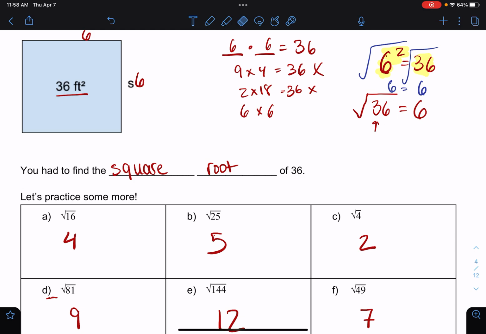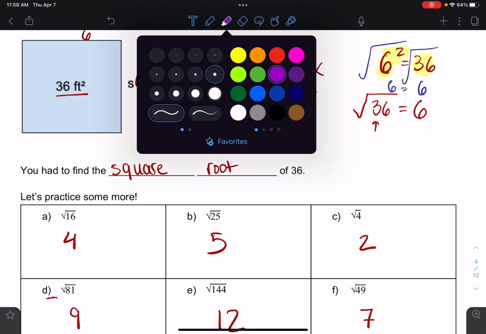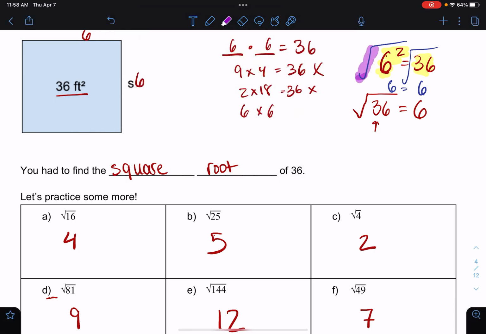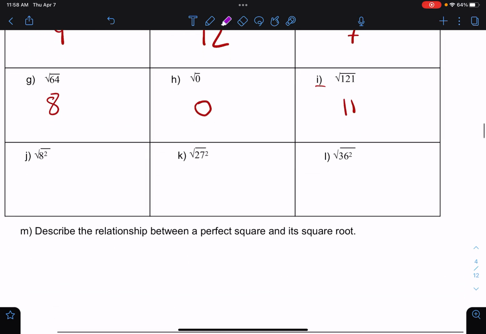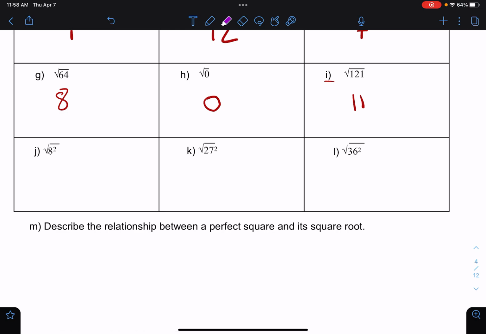So essentially what that seems to me to mean is that if I have this square root symbol and a squared within the same problem or expression, they cancel each other out because they are inverses. They undo each other. So the square root of 8 squared would be 8.